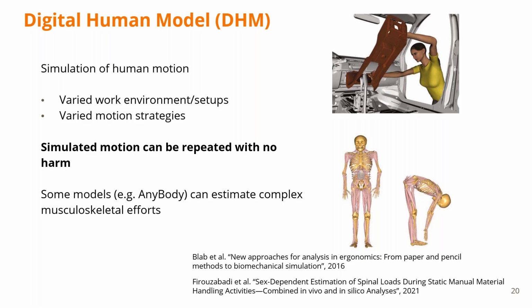Using digital models to simulate motions makes it possible to evaluate the human motion without the risk of harming actual human subjects. Some digital human models can even be used to obtain very complex analyses, such as estimating efforts at the musculoskeletal level, like the AnyBody modeling system, for instance. However, at a high computational cost. Now, let me show you an example application that used such human model systems.